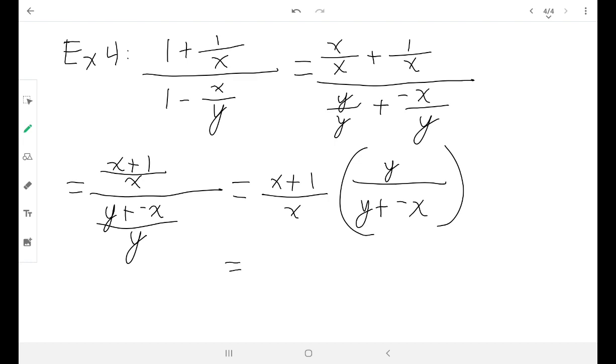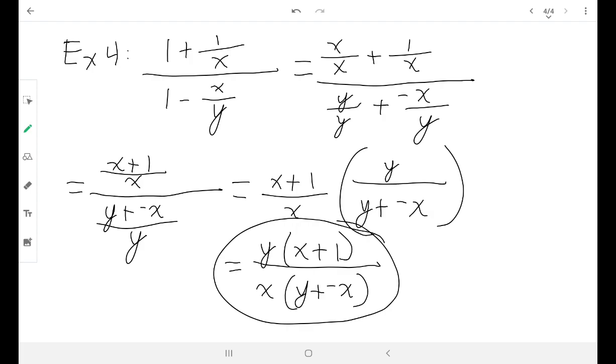And then I've got y times the quantity x plus 1, which I could distribute, but I'm not going to right now, times x, or over x times y plus negative x. And again, I could distribute things, but that's a perfectly acceptable form of the answer right there, and you don't know if you're going to want to keep things apart to be able to cancel things later.